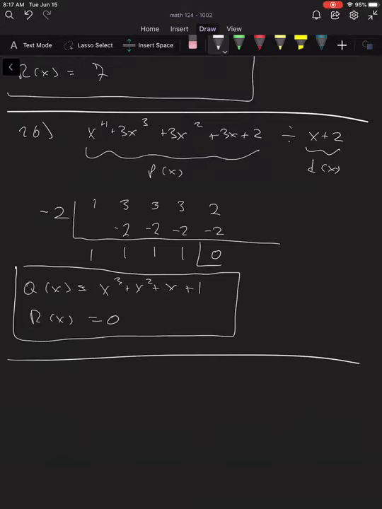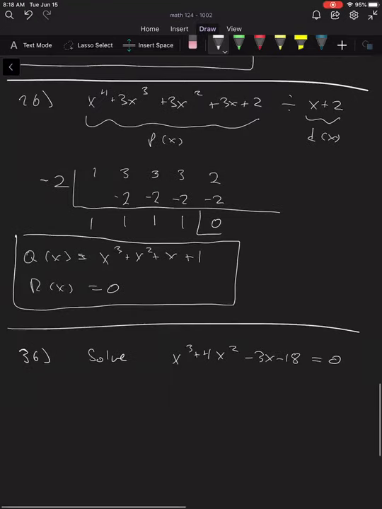Let's do one more. How about 36. So we want to solve x to the 3 plus 4x squared minus 3x minus 18 is equal to 0. So this is basically the same problem as the last one. It's a mixture of the previous one.